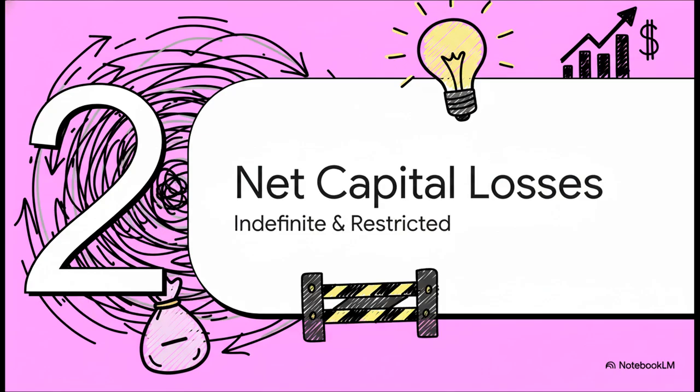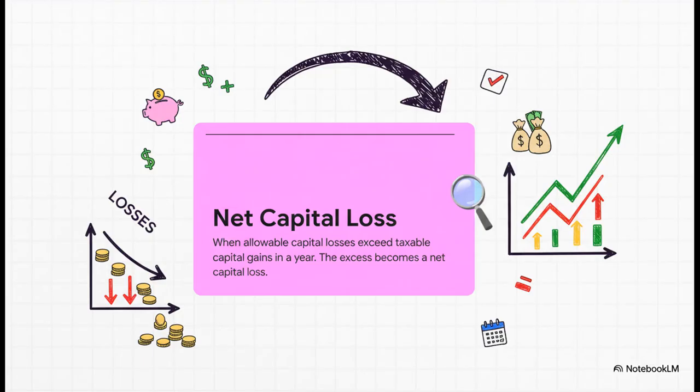Okay, let's look at our first major category of losses. This one has a fantastic benefit, but as you'll see, it also comes with a very specific restriction. So what is a net capital loss? Well, it's pretty simple. It happens when your investments have a down year. If your capital losses are more than your capital gains, that excess loss isn't just gone. It becomes what we call a net capital loss, which you can then carry over.